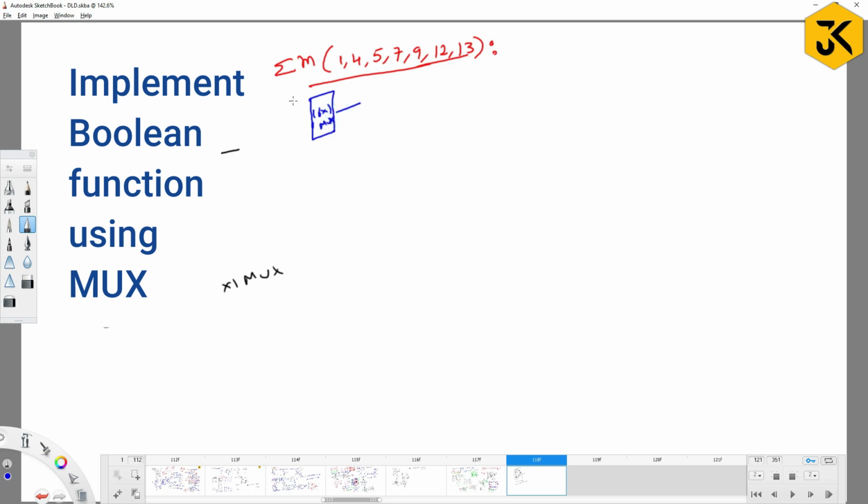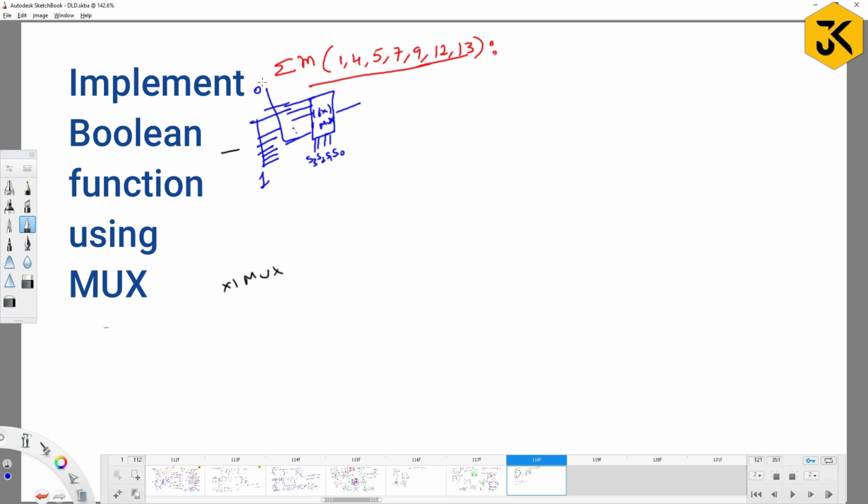Yes, it is easy, as we are going to do direct connections. S3, S2, S1, S0, and for 1 you have to make the input 1. For 4 also 1, for 5 also 1, and 7, 9, 12 and 13 are 1. All the remaining you are going to make simply 0. This is the way you can implement the given sum of products expression with a 16 by 1 MUX.